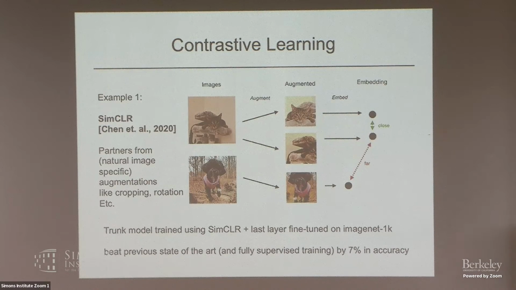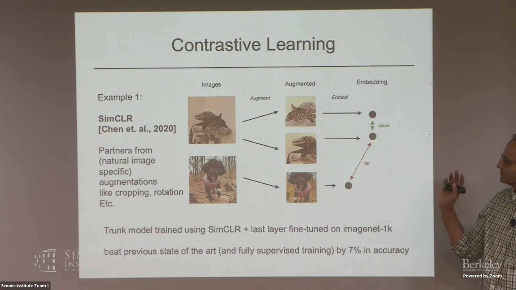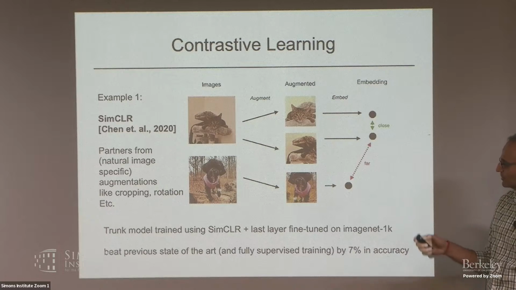So I'll just give 3 examples. They're all super popular. They have thousands of citations. I'm sure almost all of you have heard about them. The first one is SimCLR. It was proposed for images. There have been, of course, extensions. So remember, what do we need? We need a point and we need a partner. Where do you get a partner? If you just have a bunch of images, where do you get a partner?